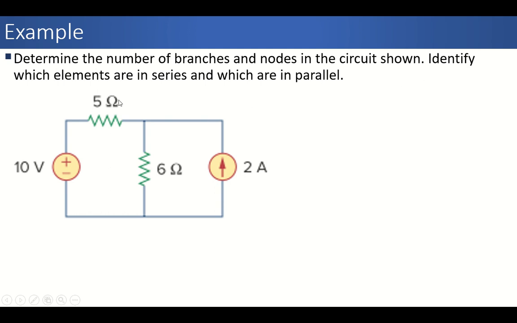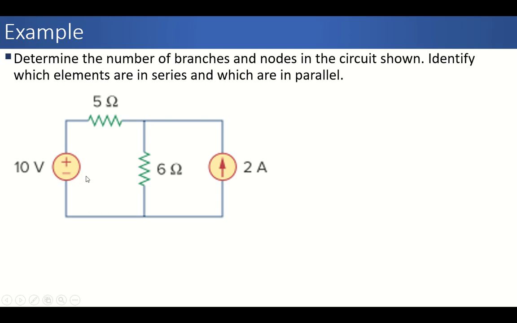Next, we identify the elements in series and elements in parallel. So starting from 10 volt and 5 ohm, you can see that they are connected back to back, cascaded at this point, and at this point there is no other component connected. So you can say that 10 volt and 5 ohm resistance are in series, because there will be no current deviation at the junction point of the 5 ohm and 10 volt battery.